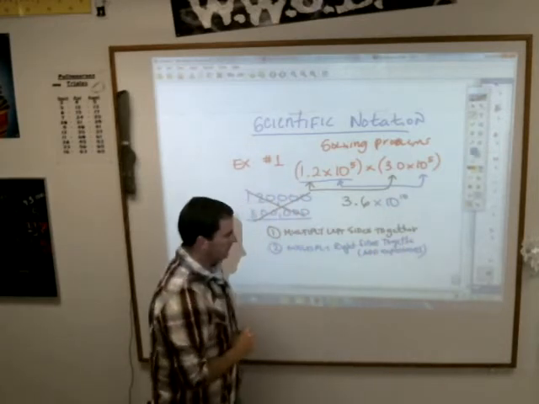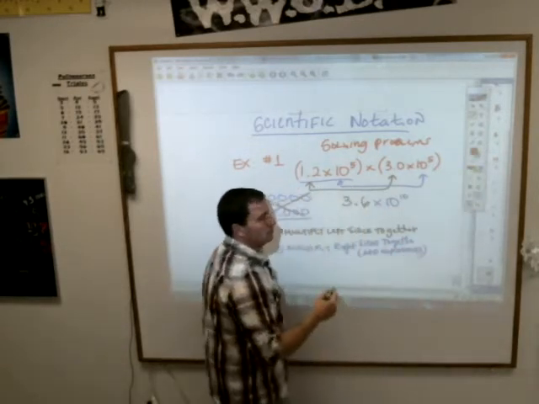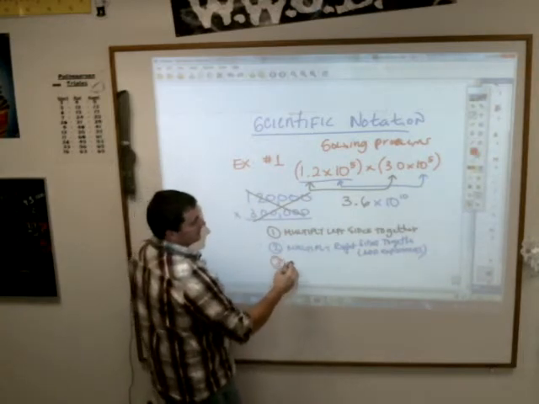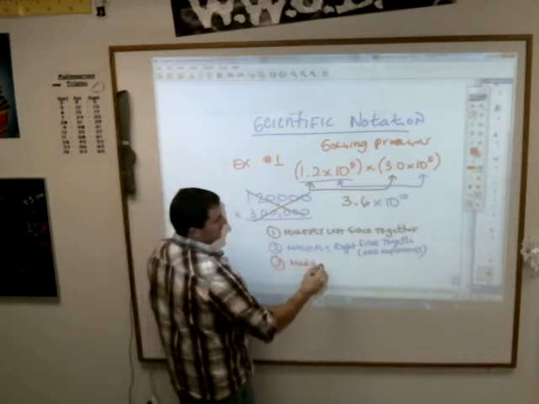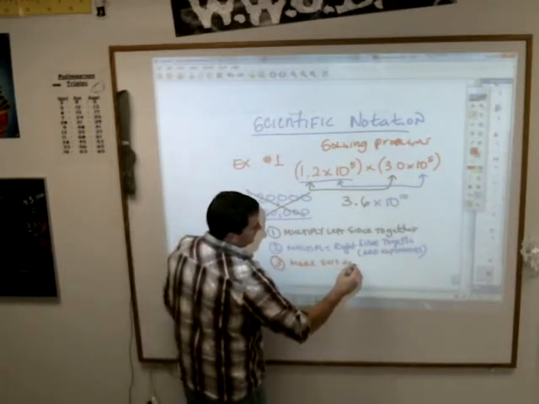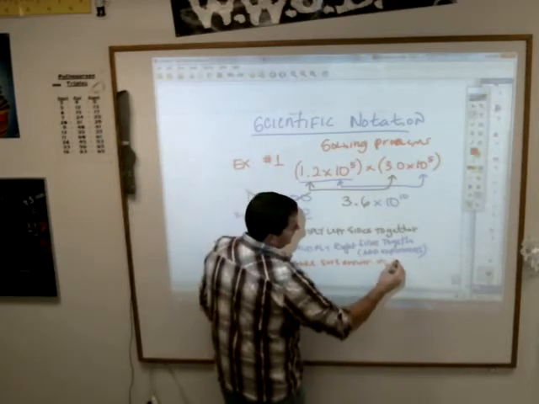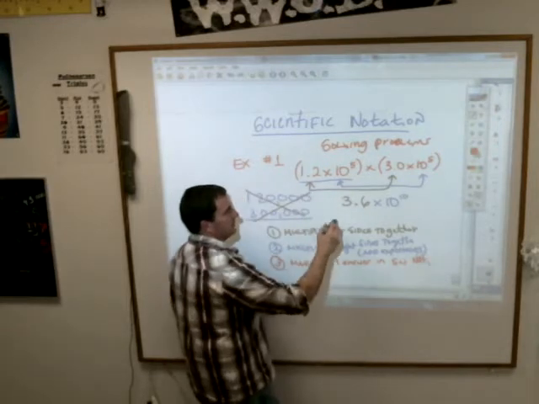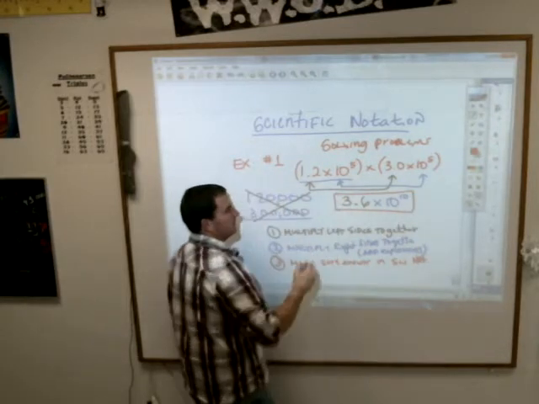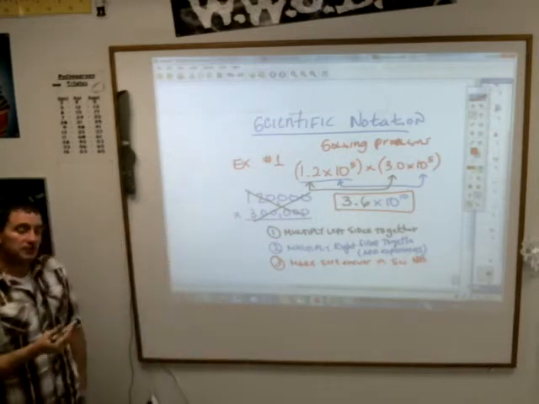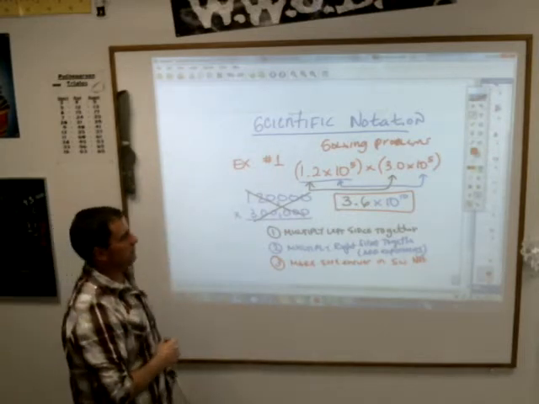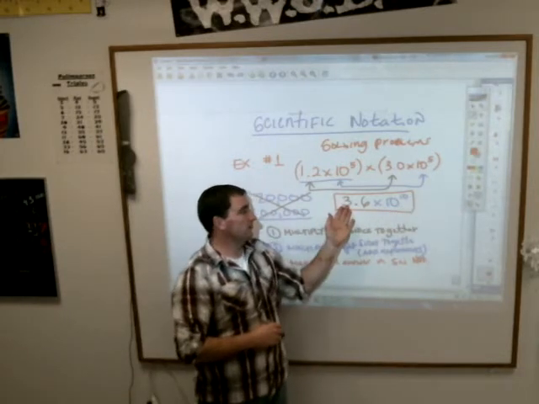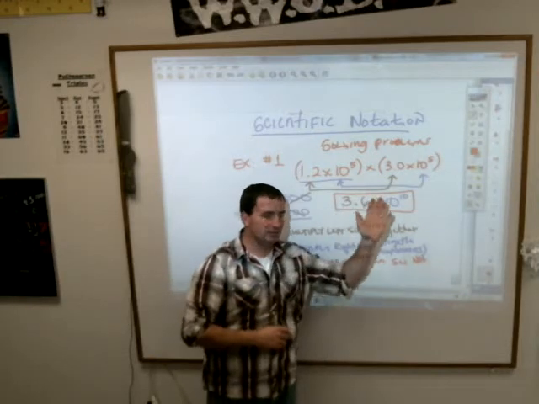Okay? And then the third step you always have to look at is when you're dealing with scientific notation, you need to make sure your answer is in scientific notation. In this case, 3.6 times 10 to the 10th is in scientific notation, so that's my answer. That's what I would have got had I multiplied all this out. I would have got this, which is 3, 6 with 9 more zeros after it.